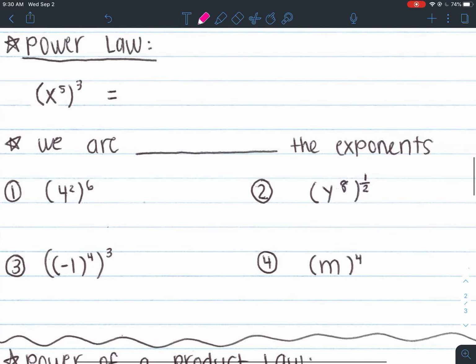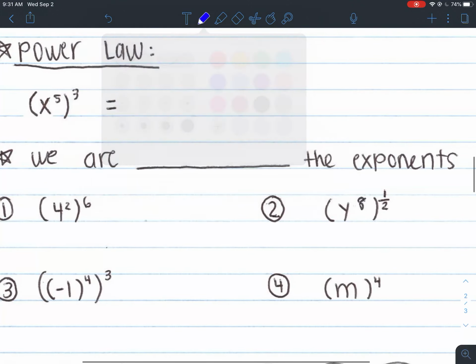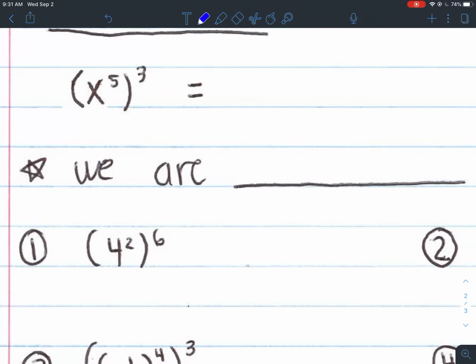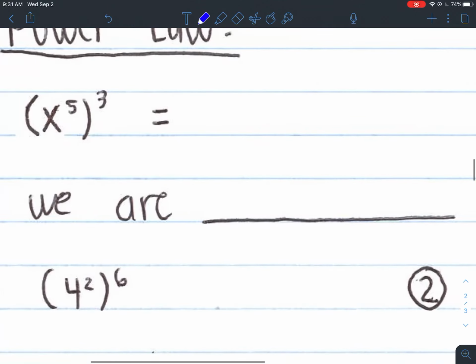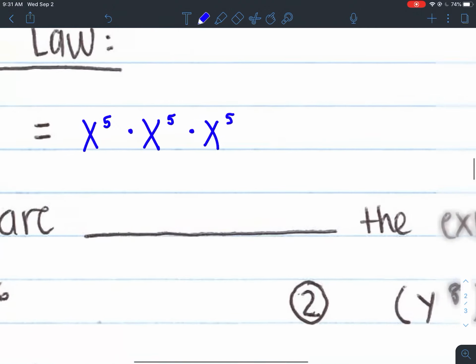Okay, so let's move on to the power law over here. Okay, so x to the fifth to the third power. Well, we just learned something about exponents, right? It's telling me that I have x to the fifth 3 times, right? So let's write x to the fifth out 3 times. So x to the fifth cubed would be x to the fifth times x to the fifth times x to the fifth, okay? So it's saying that I have x to the fifth 3 times being multiplied together.